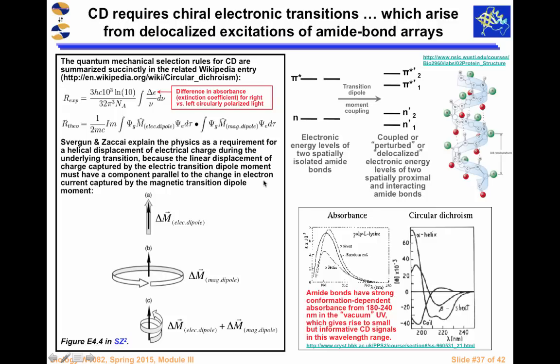What I would like you to know is that the fundamental phenomenon that drives CD spectroscopy is something called coupling or perturbations of electronic energy levels. What this is all about is if we consider now two amide bonds, each one has an n bonding orbital and a pi star antibonding orbital. They would also have pi bonding orbitals. I'm not showing that here.